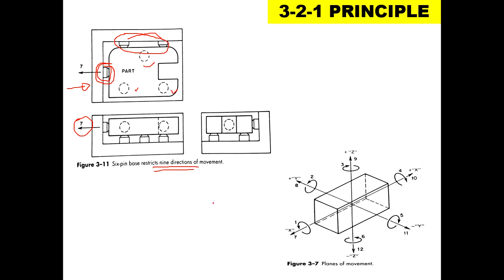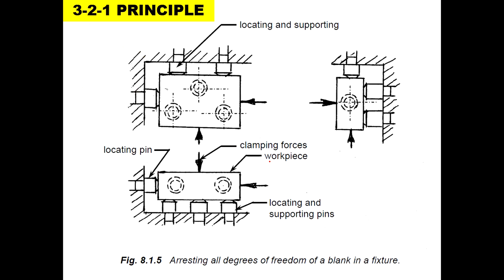So what about the remaining 3? Total we have 12 degrees of freedom. So these remaining 3 degrees of freedom are restricted by clamping, to clamp the workpiece at the proper position so that it will not interfere with the cutting tool. So by clamping we have to restrict the remaining 3 degrees of freedom. Then again, unclamping, we have to load and unload the workpiece into the jig or fixture. So the 3 to 1 principle is a very basic and very popular principle which we use in locating: 3 pins at the base, 2 pins on one side and 1 pin on the other side. So we can apply this clamping force.